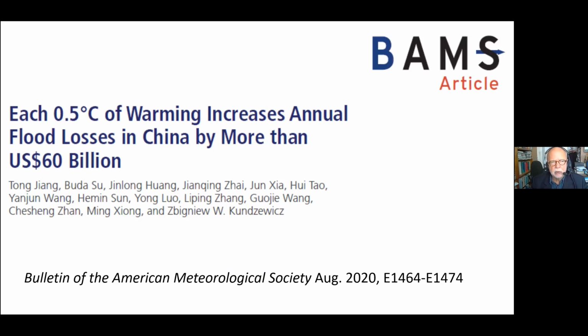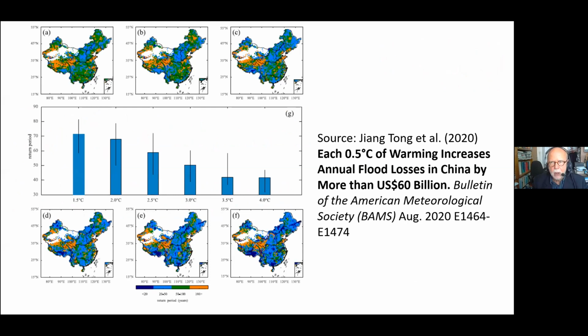Our story, our principal message in this paper is that each half degree of warming increases annual flood losses in China by more than $60 billion American dollars. It makes a difference, indeed. And now, you see how the return period, which used to be a 100-year, we talk about a 100-year flood, in a historical time, is greatly reduced for different levels of warming. So even for a 1.5 degree warming, it goes down from 100 to 70 year, then below 70 for two degrees, and like 40 for 3.5 and 4 degrees.